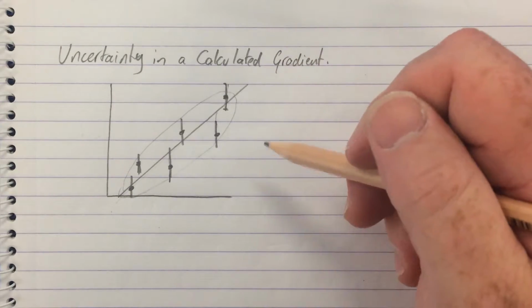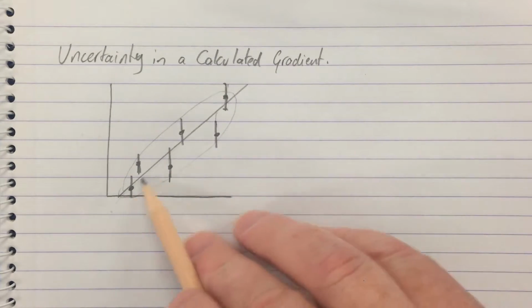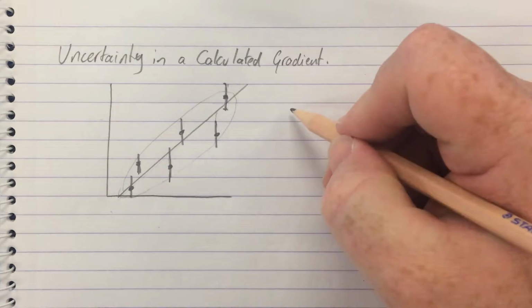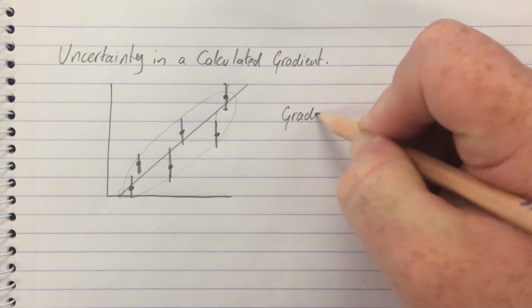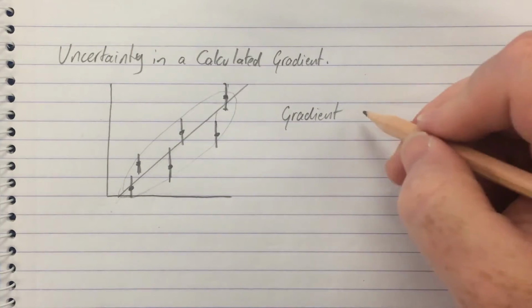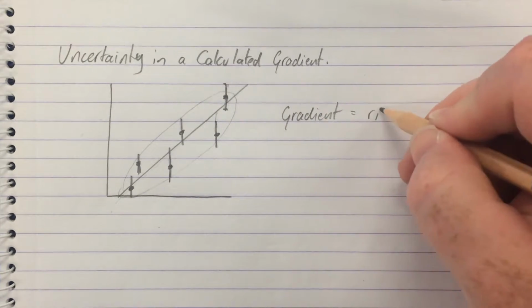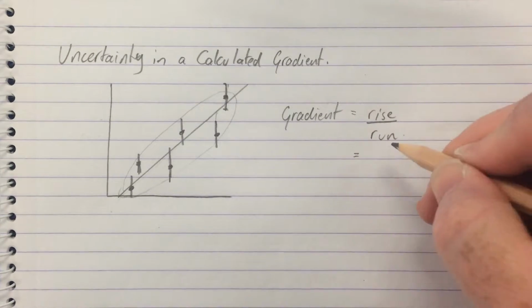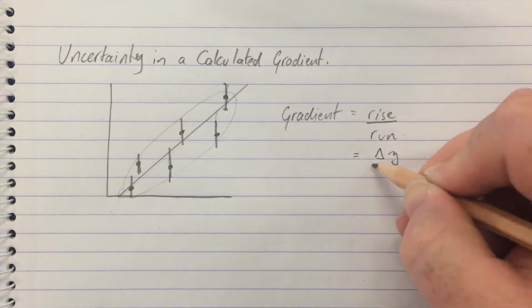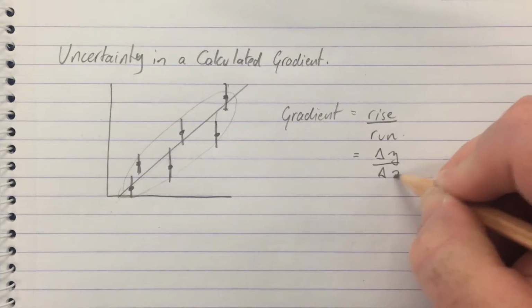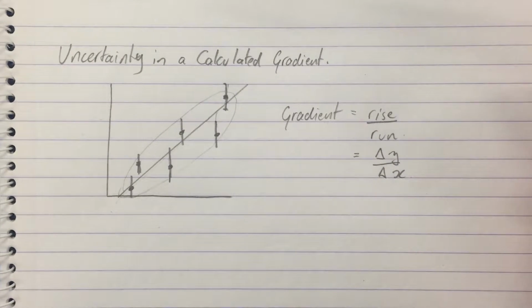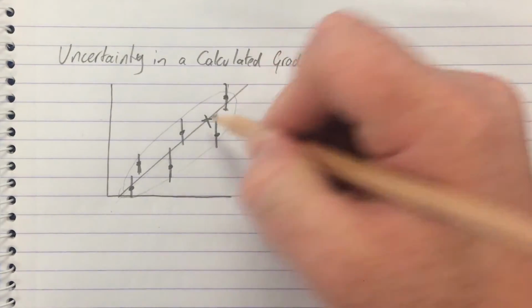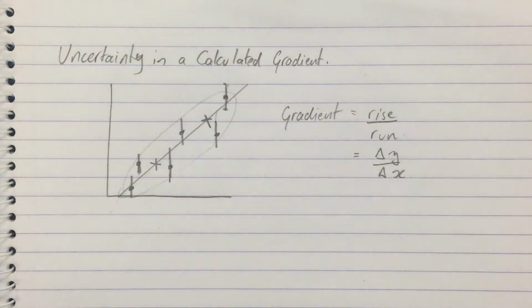I think we're getting a little bit ahead of ourselves. What we want to do is just review how to calculate the gradient of this line to start with. So the gradient is, you'll know from maths, the rise of the line over the run, or the change in the y value over the change in the x values. Now you can choose any 2 points on the line. I'm going to choose these 2 points.